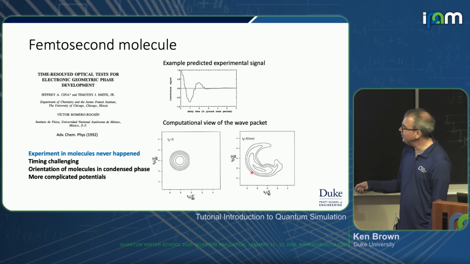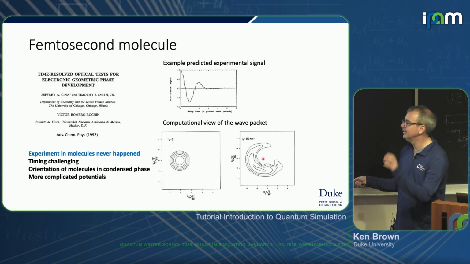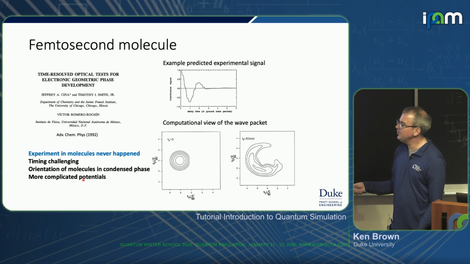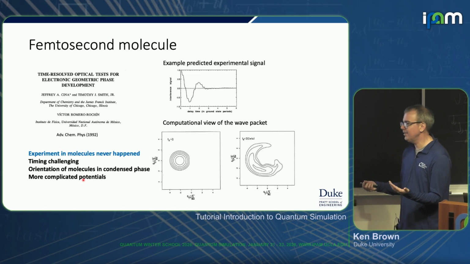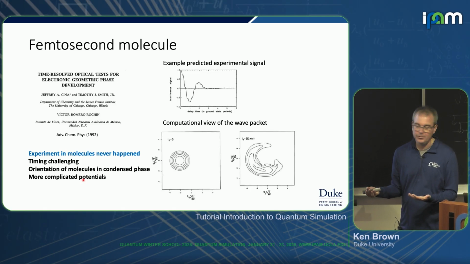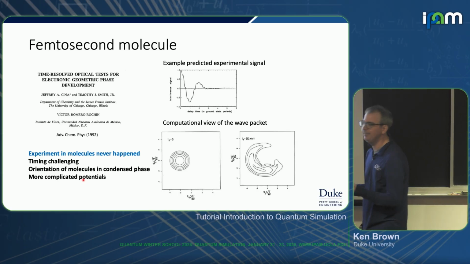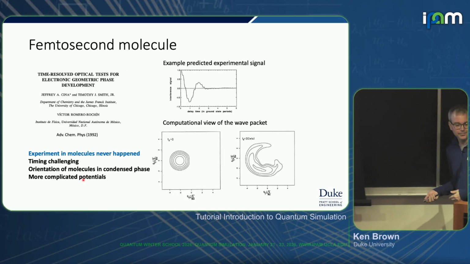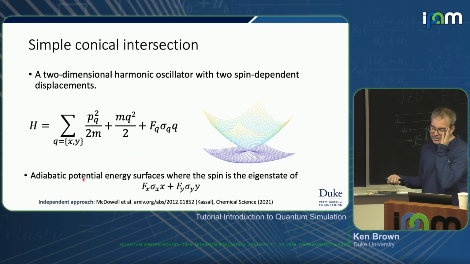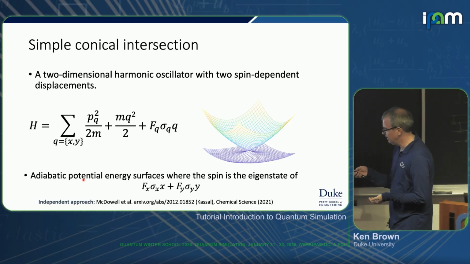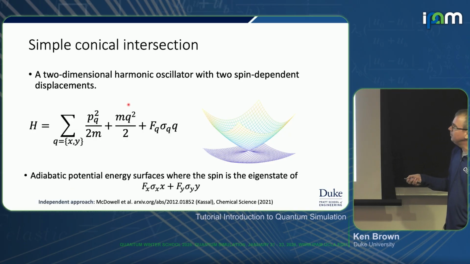And then as it goes around the conical intersection, it doesn't reach here. It leads to this kind of cut, which is due to the interference. In molecules, this experiment has never been done 30 years later, because the timing is challenging, the orientation of molecules in condensed phase is tough, and of course the potentials can be quite complicated. But what's neat is in trapped ions, we can apply this.